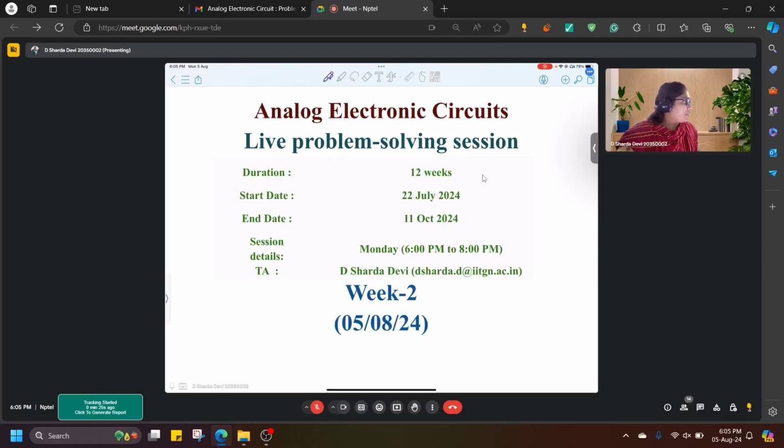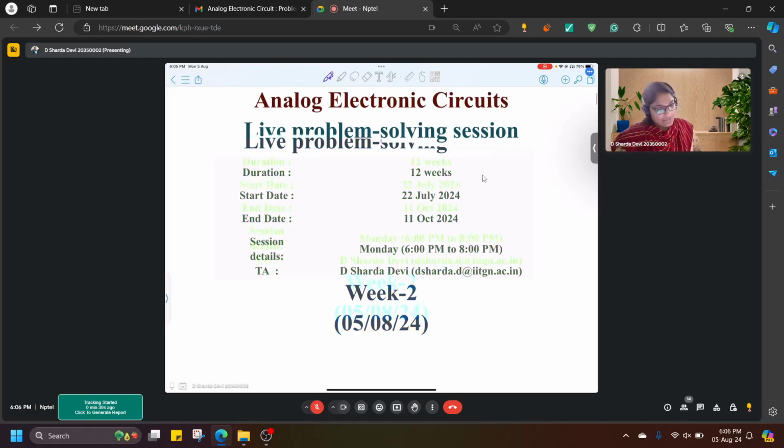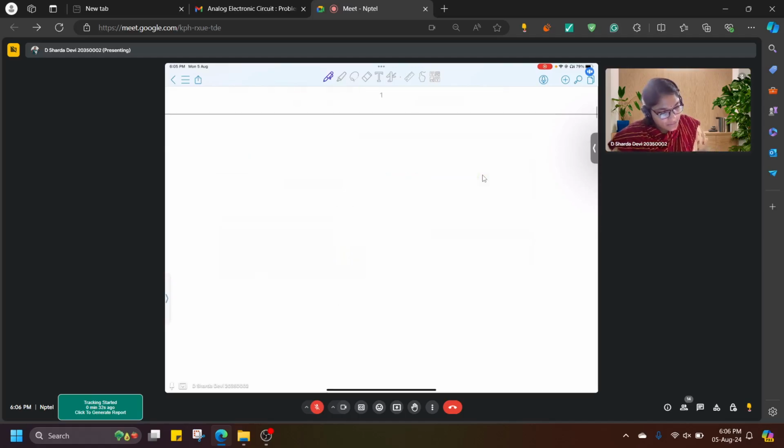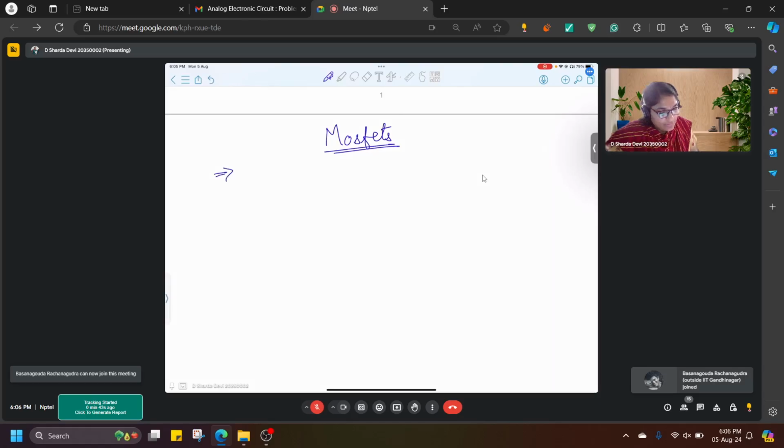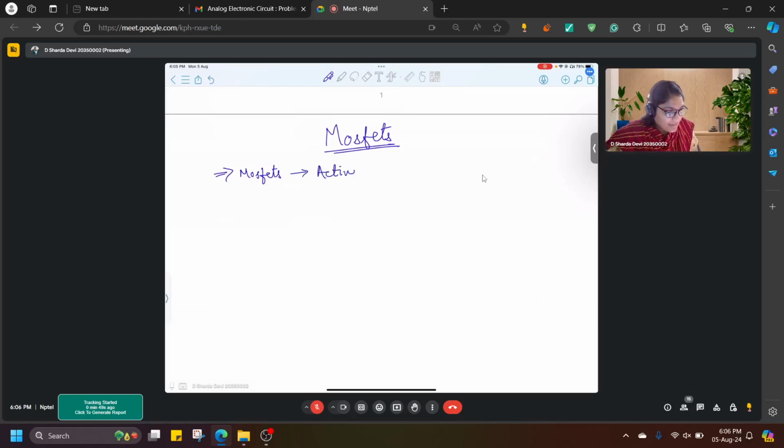In today's session, we will be talking about MOSFETs and solving problems based on them. First of all, we know that MOSFETs are active devices. We discussed a lot about this in the last session.